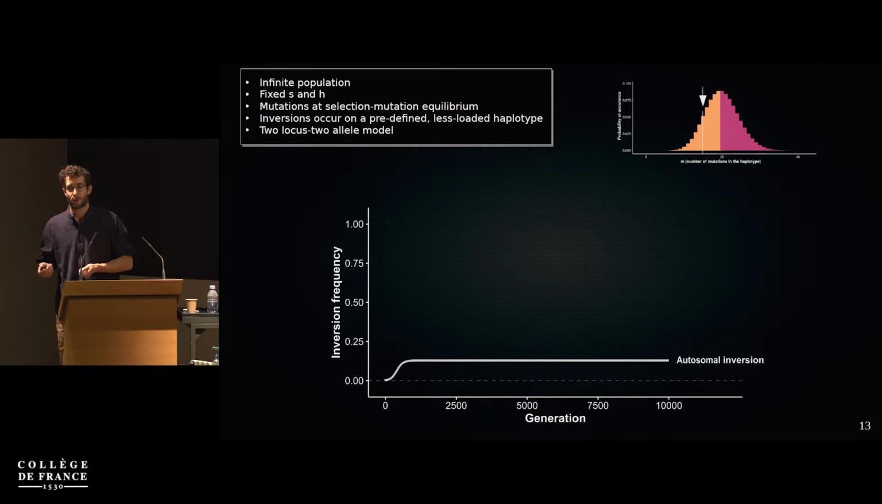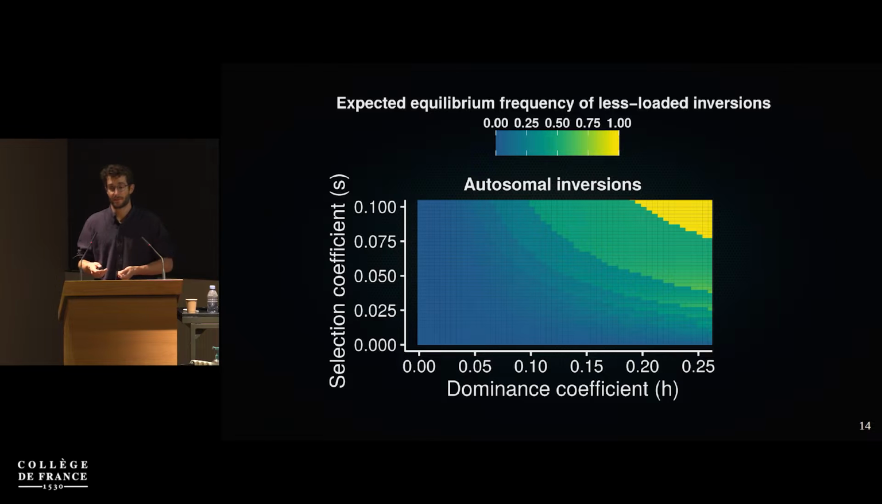So this was for one combination of parameters. We can do this for any combination of parameters. For instance, here is the expected equilibrium frequency of all less-load inversions, depending on the dominance coefficient and the selection coefficients. And we can see that most of these inversions remain at very low frequency due to this homozygous disadvantage.